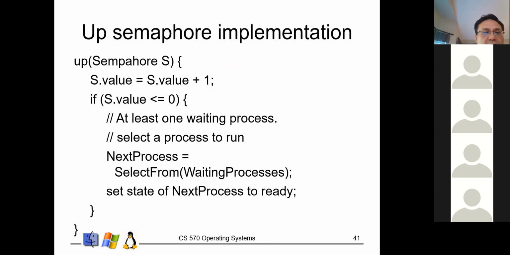And what about the up or signal? It will increment this integer value, right? If it's less than or equal to 0, it will what? It will go to that wait queue to bring one blocked thread or process there back to a ready queue. Okay.